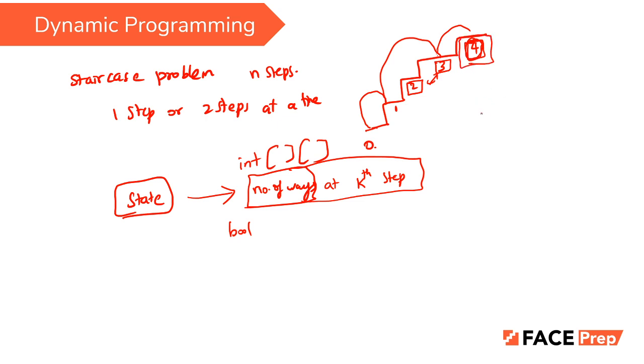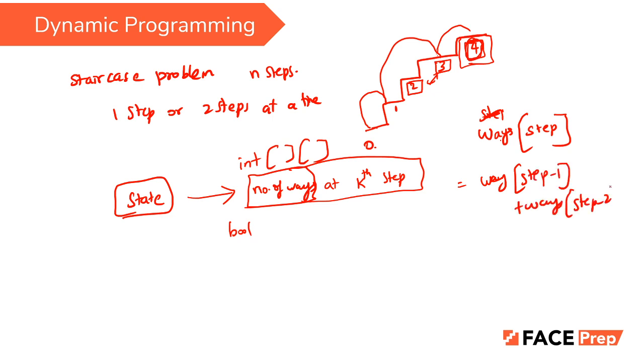Are you following this? So the number of ways at a particular step is equal to ways of step minus 1 plus ways of step minus 2. Are you guys following this? It is a fairly simple problem. It is very similar to the Fibonacci series problem, except that at the 0th step I am going to take 1, because I will already assume that. To reach step 1, I will reach from here, which means there is already one way of reaching step 1, so this should be taken as 1.